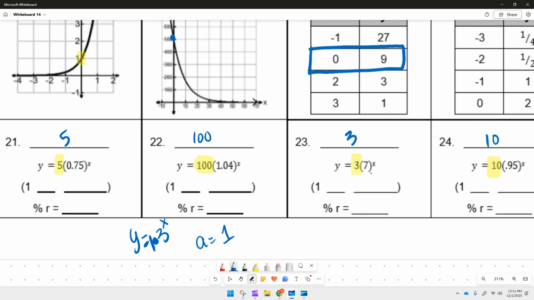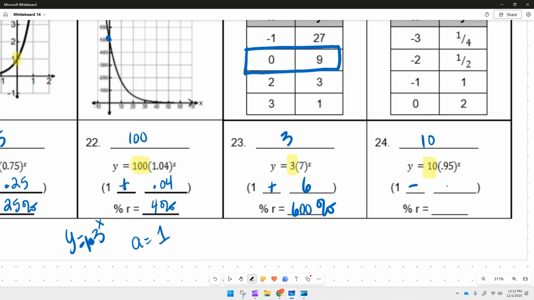Now, the second half of this, we're doing just like we did above. So this is decay. So we know that would be 1 minus 0.75 is 0.25. So that is 25%. This is growth. So that's 1 plus 0.04. That is 4%. This is growth. That's 6. So that would be 600%. This would be minus 0.05. So that would be 5%.